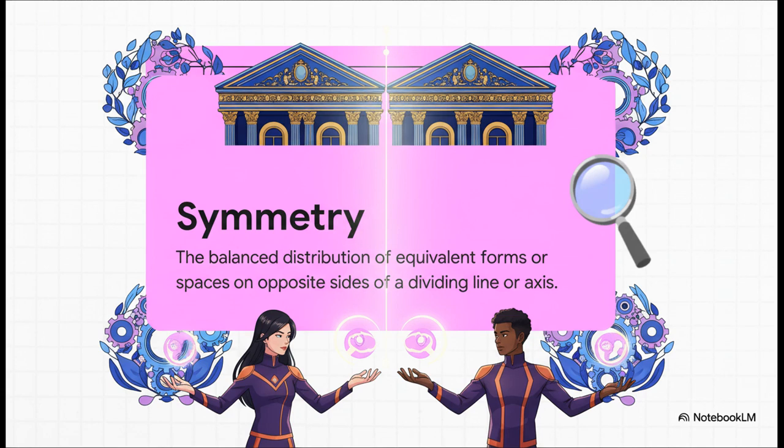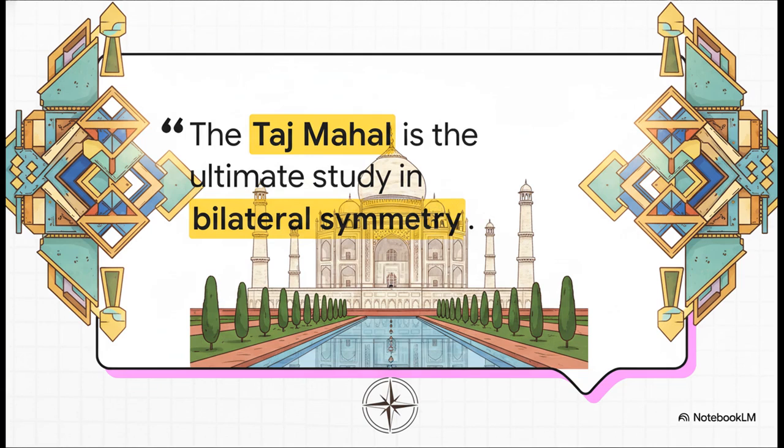The most common type you'll see is bilateral symmetry, where one side of a building is a perfect mirror image of the other. And you just can't talk about symmetry without talking about the Taj Mahal. It is, perhaps, the world's most famous and stunning example of this principle. Every single element on the left is perfectly, precisely mirrored on the right, and that creates a sense of profound stability and just timeless beauty.